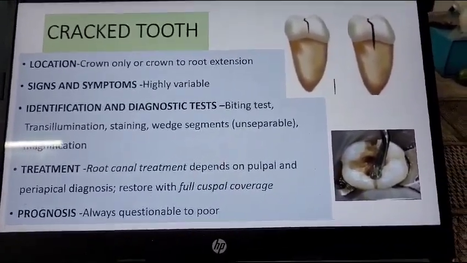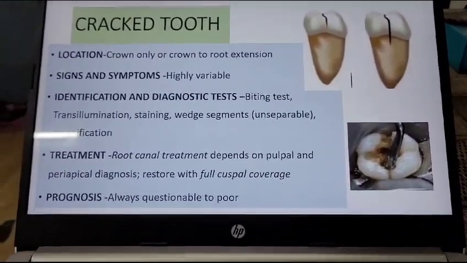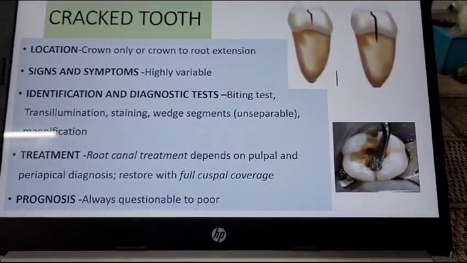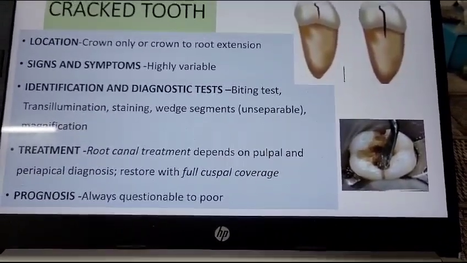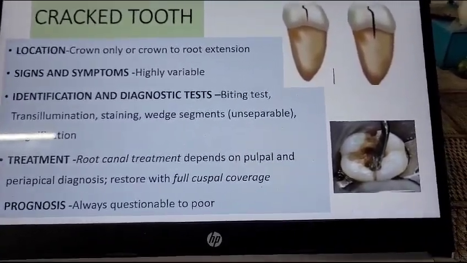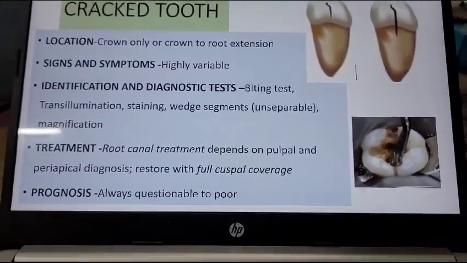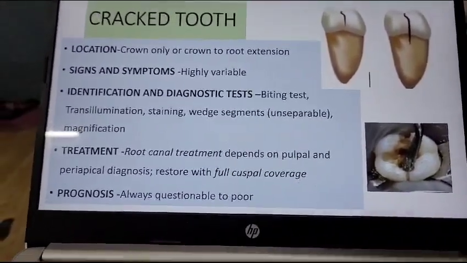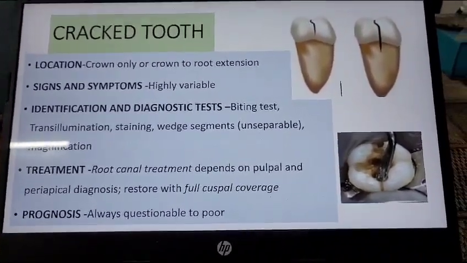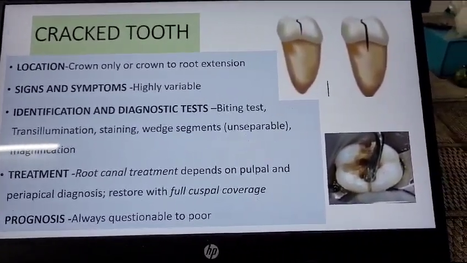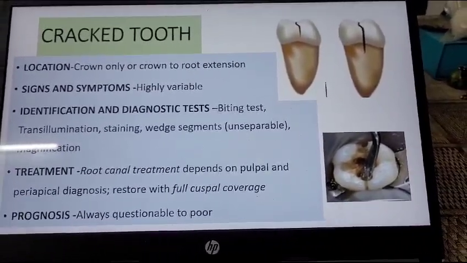The treatment modality for this kind of case is root canal treatment, and it will depend on the pulpal and periapical diagnosis. After that root canal treatment, we can proceed to full coverage or cuspal coverage, that is, a crown or onlay. The prognosis is generally questionable to poor.